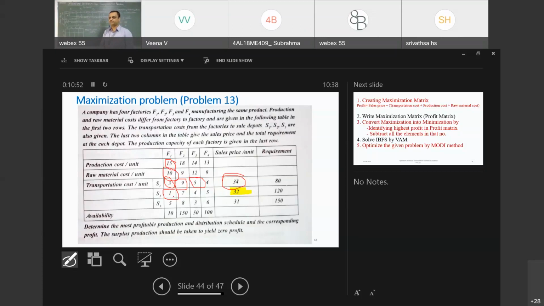Profit, we know the formula, that is profit equals sales price minus all the cost. That cost may be production cost, raw material cost, packing cost, advertisement cost, transportation cost, or any other cost, so that we can deduct from the sales price. Then only we can say, okay, this much profit we are getting. Finish for all the cells.